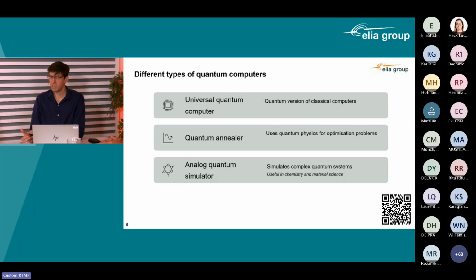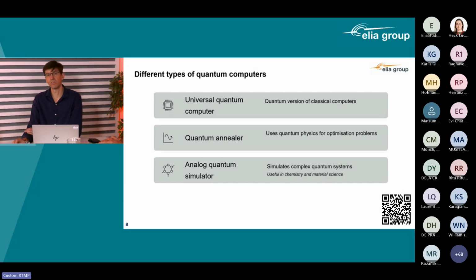That was for the types of qubits, but now in terms of the purpose of the quantum computer, you can distinguish three main types. You have the universal quantum computer. This is the quantum version of classical computers. You can program those. The quantum annealers, these can be used for optimization problems. And then you have the analog quantum simulators. This last type of computer is more used in chemistry and material science and allows to simulate a molecule or a material and see how it would behave.